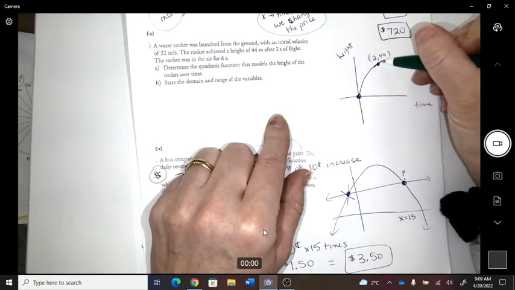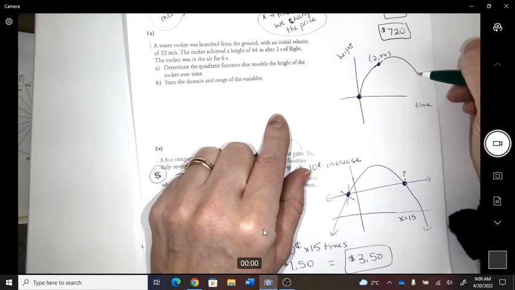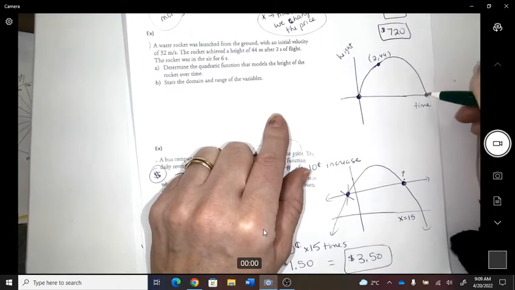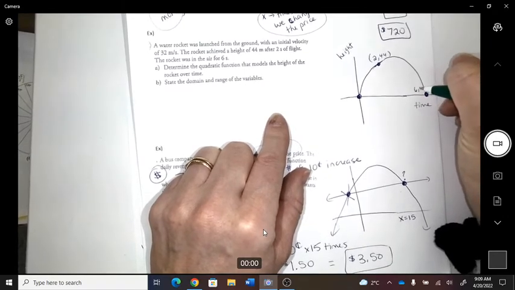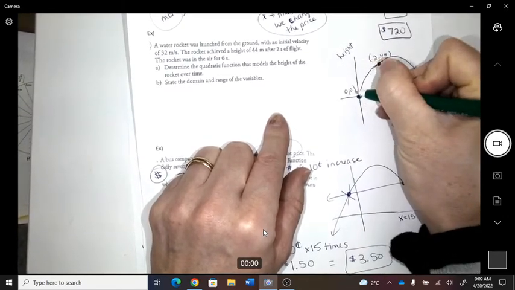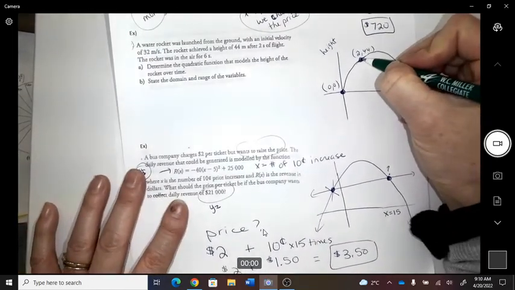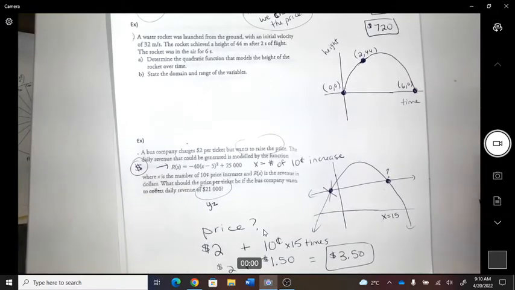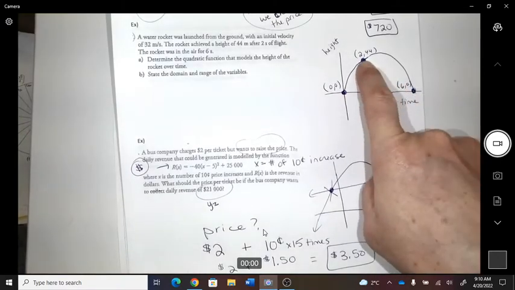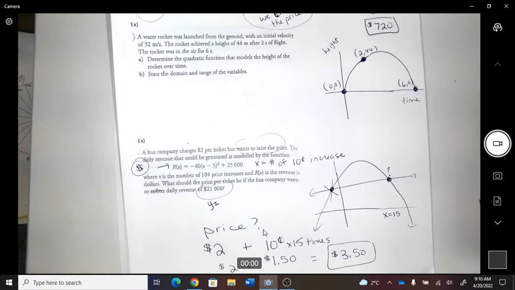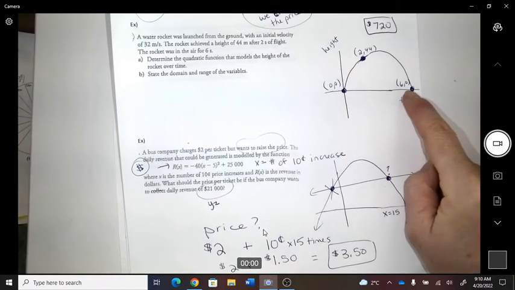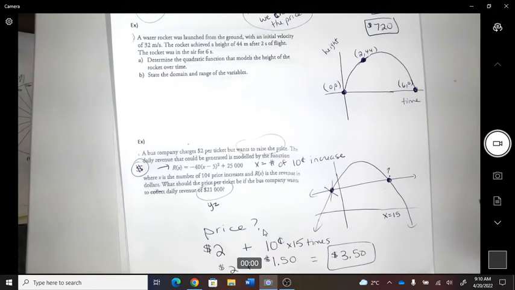I guess I don't know that that was the top height. So then I also know that it was in the air for 6 seconds. I think that's the idea. Okay, so the rocket went up. After 2 seconds, 44 was its height, and it was in the air for 6 seconds. So this is where it hits the ground. Determine the equation, and we're going to figure out the domain and the range.